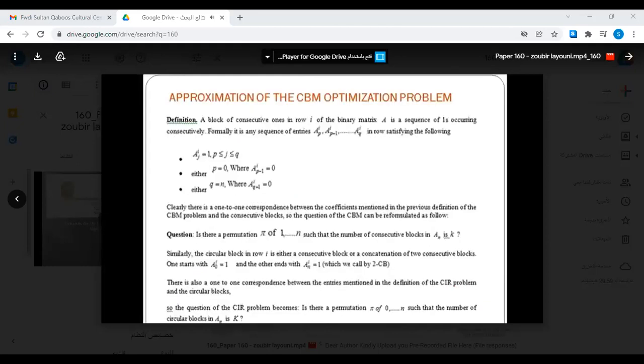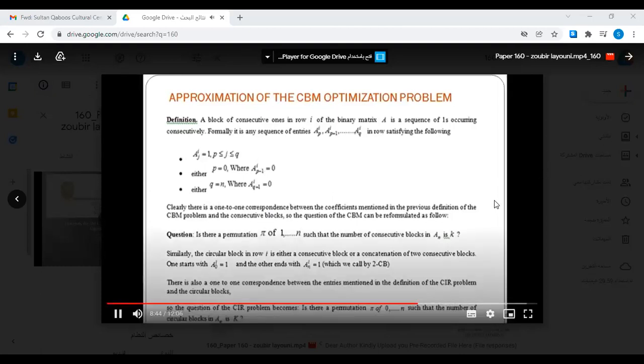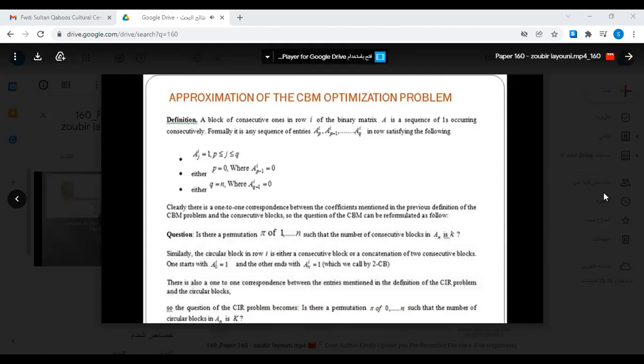The approximation of the CBM optimization problem. A block of consecutive ones in row E is a sequence of ones occurring consecutively and satisfying the following condition. Clearly, there is a one-to-one correspondence between the coefficients mentioned in the definition of the CBM problem. Similarly, the circular block in row E is either a consecutive block or a concatenation of two consecutive blocks. There is also a one-to-one correspondence between the coefficients mentioned in the definition of the SIR problem.